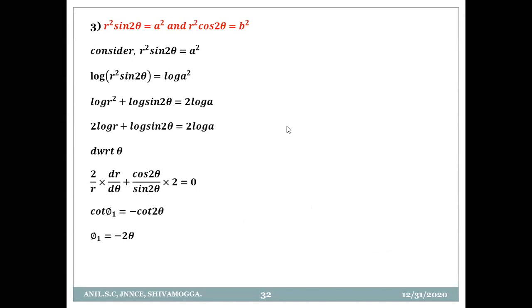Yes. Now try this one. R square sin 2 theta is equal to a square and r square cos 2 theta is equal to b square. You solve this on your own. Do not see this solution.